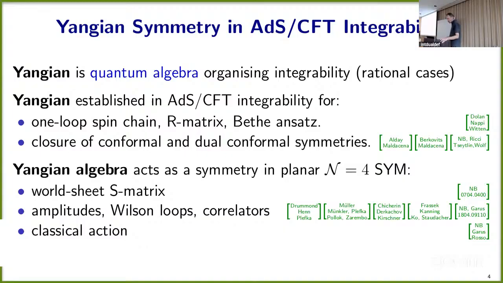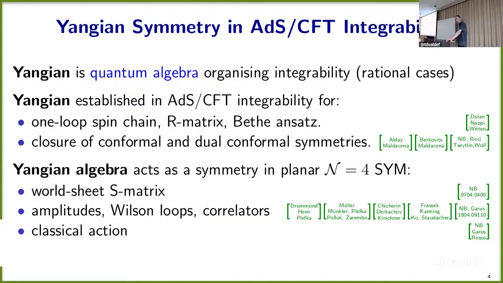Even before that, the Yangian algebra also arises as a symmetry for the worldsheet S matrix that is behind all this business of quantum spectral curves. And as I said, it's there for scattering amplitudes. You can also see it for Wilson loops and for correlation functions. It acts in a very specific way, which I'll show on the next slide.